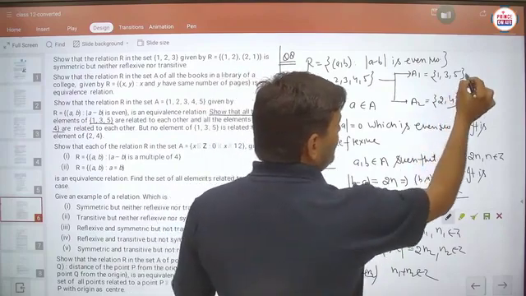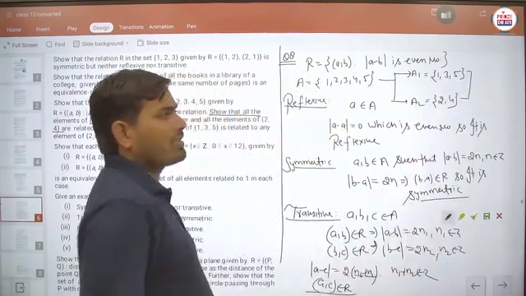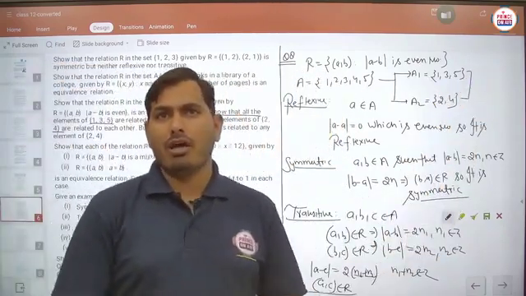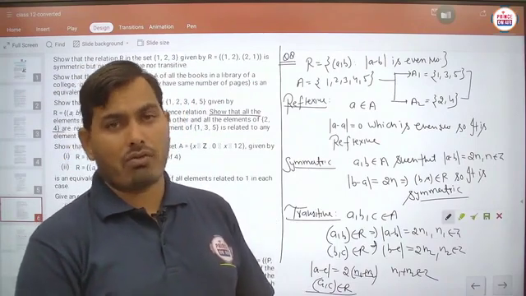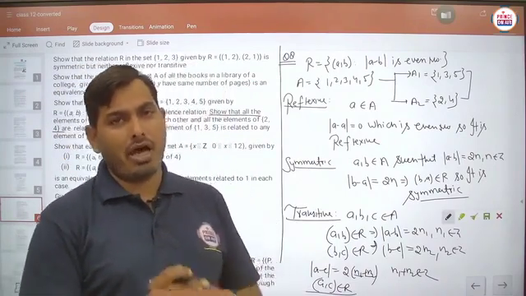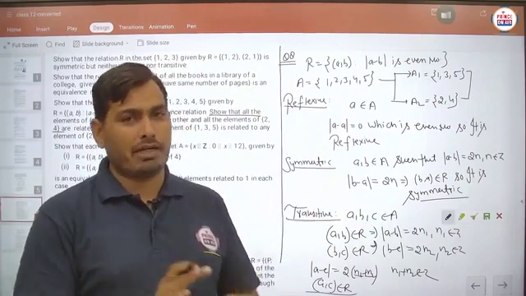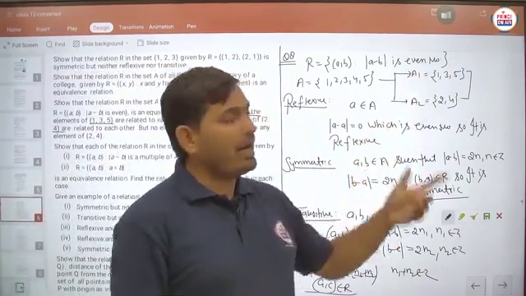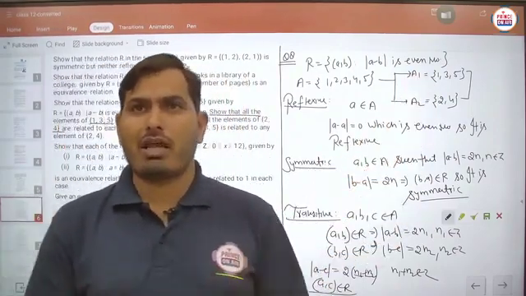So these are the equivalence classes. And student, for the equivalence classes, we say that they are mutually disjoint sets, so that A1 and A2 are the equivalence classes of 1 and 2.